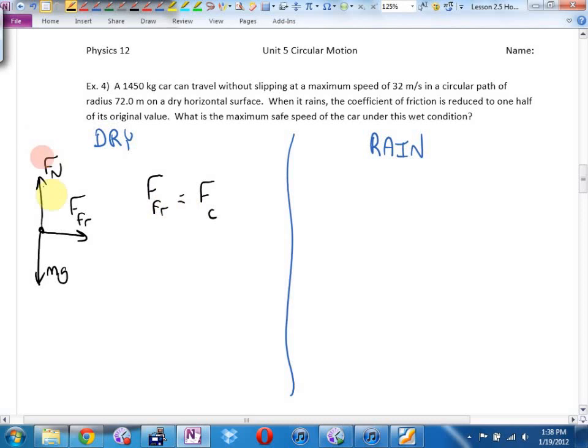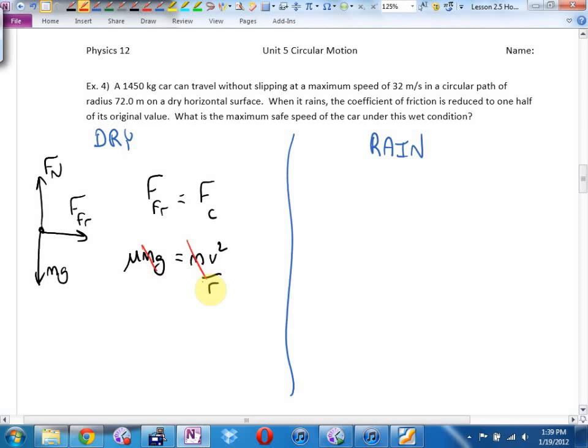Brandon, do you think I want to use the equation with a v in it or with the period in it? Because they gave me a speed. So I'll use the v squared over r. Conveniently, again, the mass cancels. What do you think I really want to find here, by the way? I think I need to find mu, and then when it says reduces to 1/2 of value, I'll just divide it by 2 and move into the rainy section. Now I have all the values that I need.